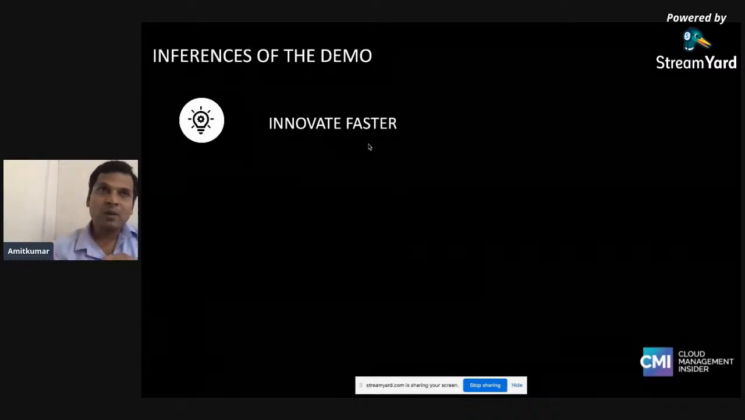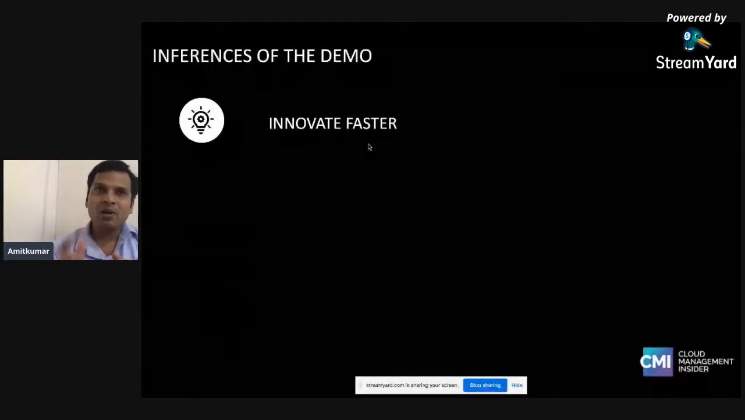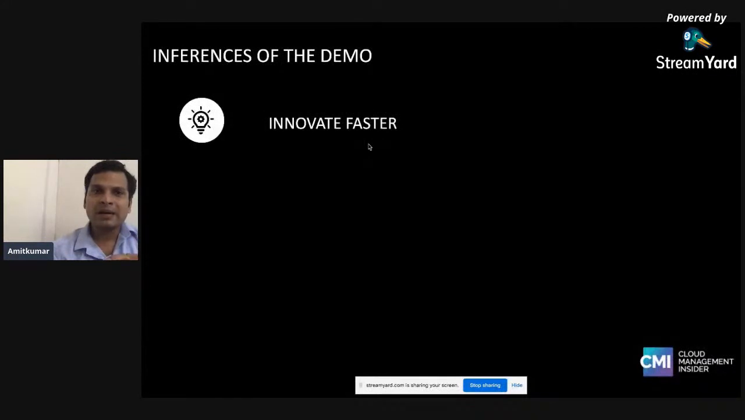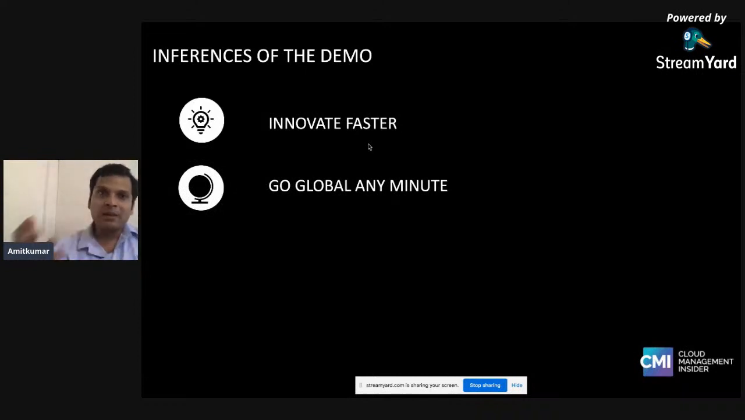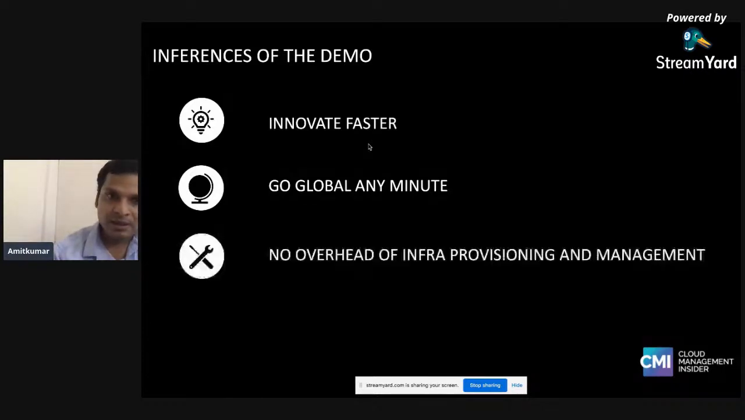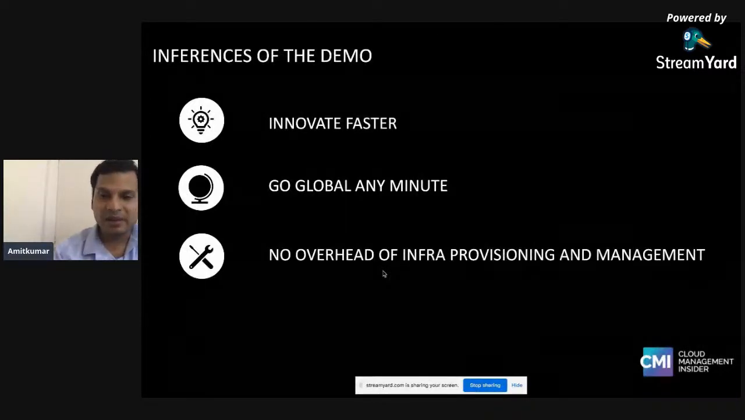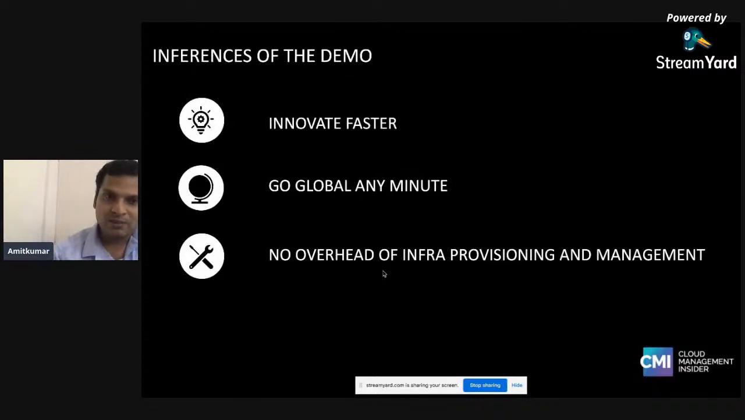So innovation requires immediate action. You get an idea, go onto the AWS console, start implementing it, get your team together, and innovate your next idea and keep it ready. Okay, so innovation is faster. You can go global in any minute. You saw on the console, I can choose any of the services in any of the regions. Okay, so that is how you can go global in any minute. No overhead of infrastructure provisioning and management. We saw that I don't have to do any infrastructure provisioning and management. My network and everything was created within a few seconds, within 30 seconds.